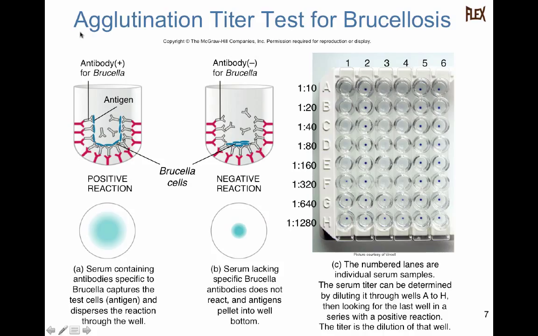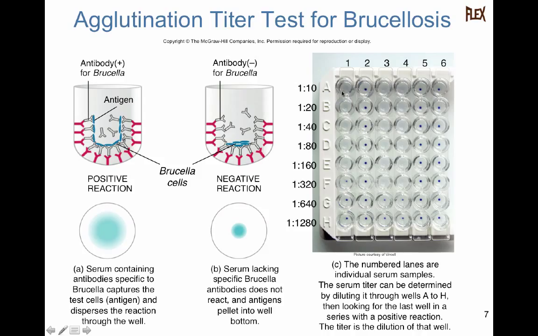So this is referred to as an agglutination titer test. And if you take a look on the right-hand picture here, this is what we call a 96 well plate. So it's basically this plastic plate that has 96 wells in it. And wherever you see this pellet at the bottom would indicate a negative reaction. So in the case of the pellet, what's happening here is that the antibody does not react and the antigen will pellet to the bottom of the well.